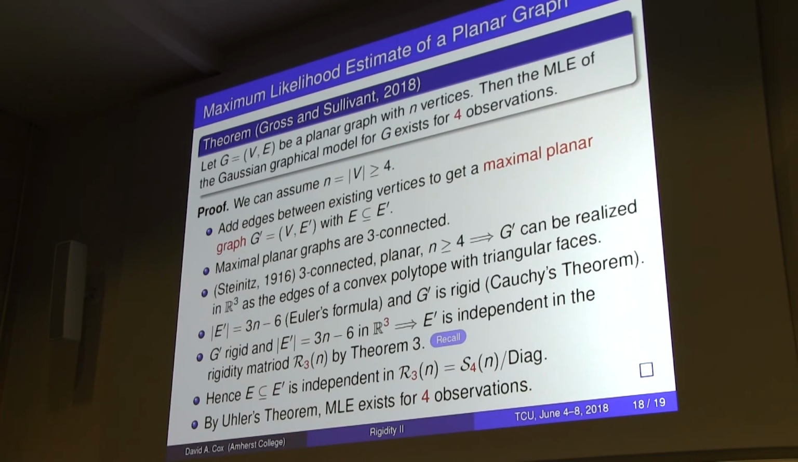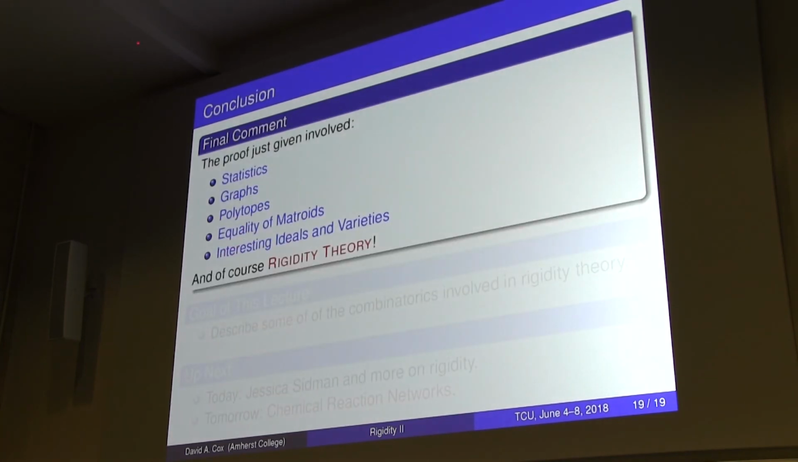So here's an independent subset in this, but by the Gross-Sullivan result, that's this matroid contracted by the diagonal. But then Euler's theorem says that I'm independent here, it's 4 observations. So there's the proof. So this is a really cool result. And if you think about the result, what did I use? I used statistics. I used graph theory. I used polytopes. I used equality of matroids. I used interesting ideals of varieties, and I used rigidity theory. So there was a lot of really great stuff lurking around here.